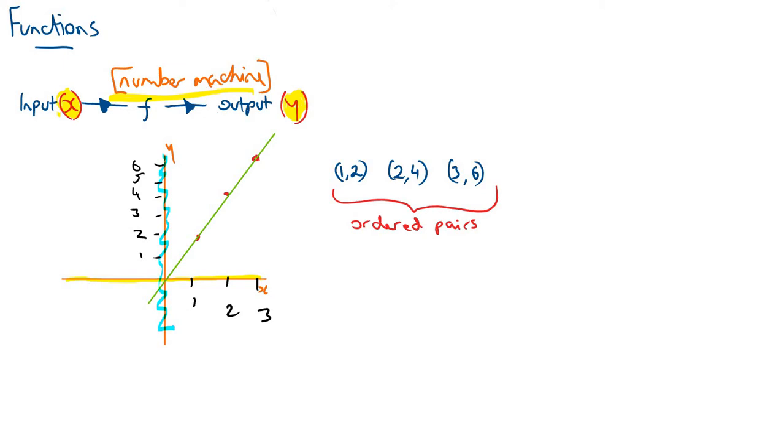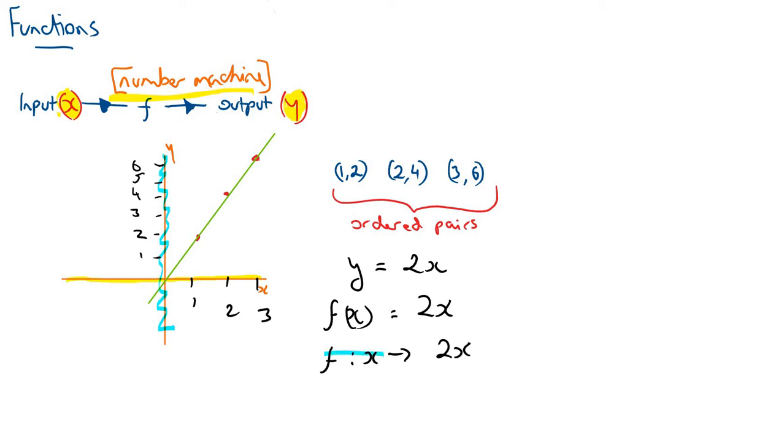Now the equation of this particular function is y equals 2x, because to get any y value we just have to double the x value. So the equation of this function is y equals 2x. Now we can also write that, and you may have seen this, as f of x is equal to 2x. That just means the function of x. It can also be written as f colon x goes to 2x.